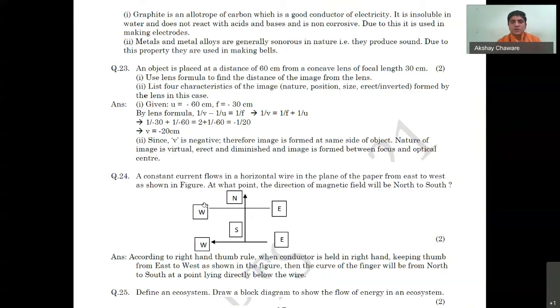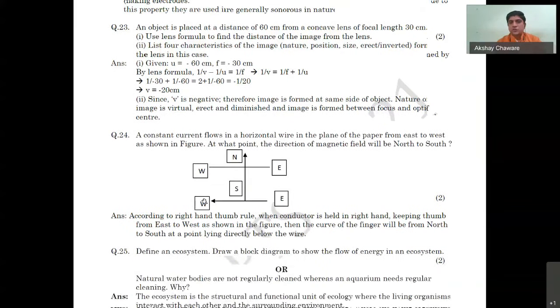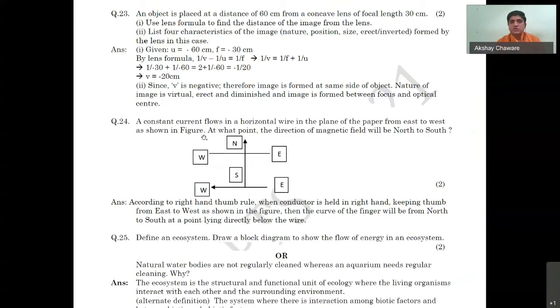Now question 4 is from magnetic effect of electric current. One diagram is given, with west, east, north and south. According to the right hand thumb rule, here we have to use the right hand thumb rule. When a conductor is held in the right hand, keeping the thumb from east to west as shown in the figure, the curl of the fingers will be from north to south at a point lying below the wire. So this is important: north and south and below the wire. This is very important.